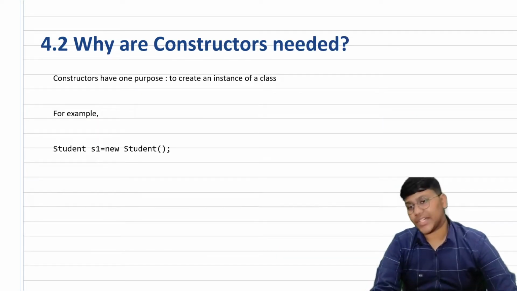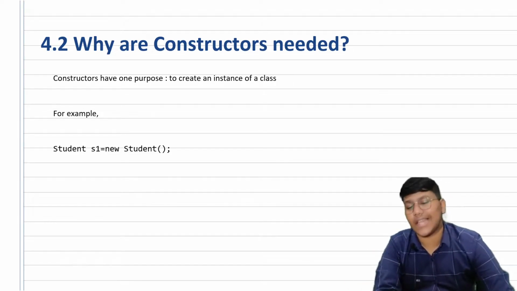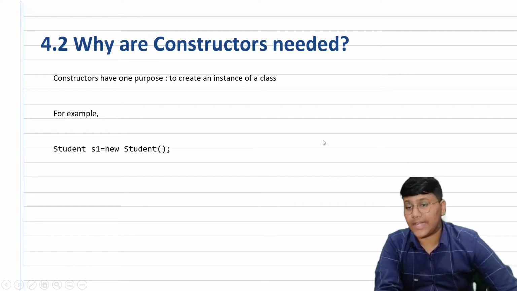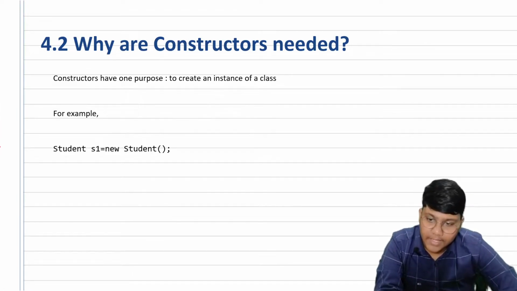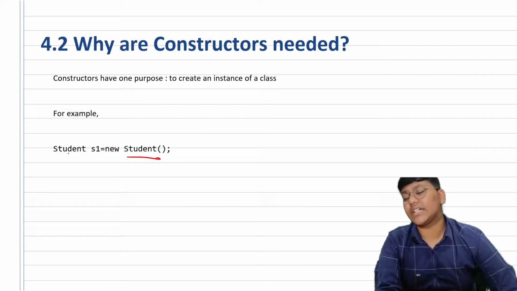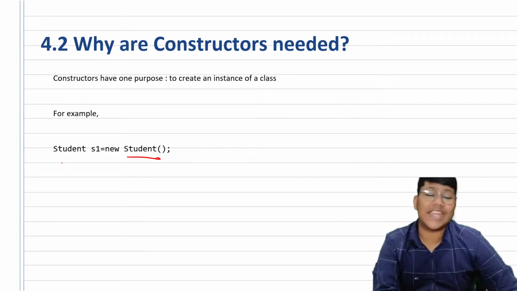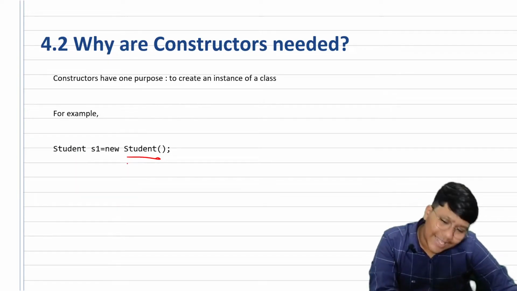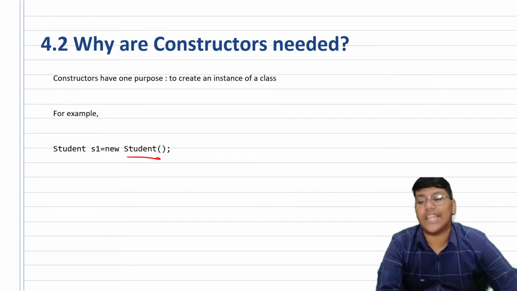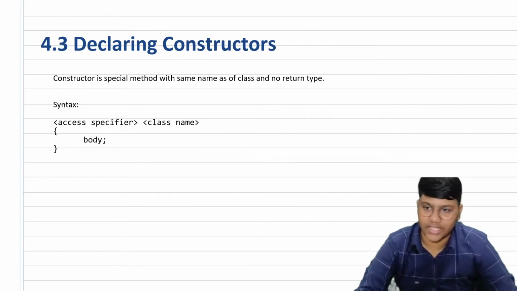Now why are constructors needed? Constructors have one purpose, to create an instance of the class or initialize an object. As I said, for example, student S1 equal to new student. So this part, student(), is the constructor. We studied in chapter 2, classes, the basis of all computations, how to create an object, and there we had studied that the last part of the declaration is a constructor. So what is a constructor? Now we have just learned.